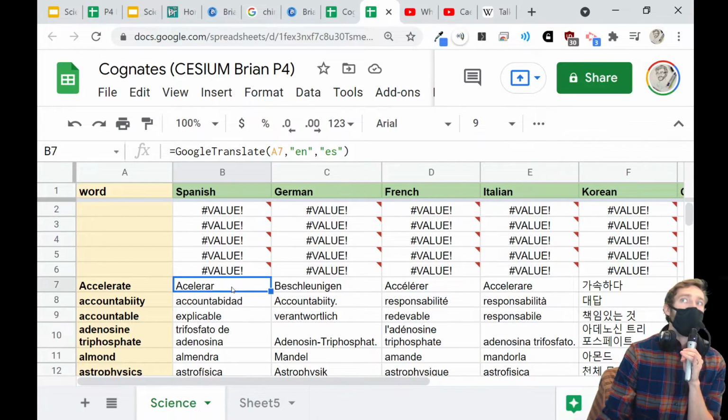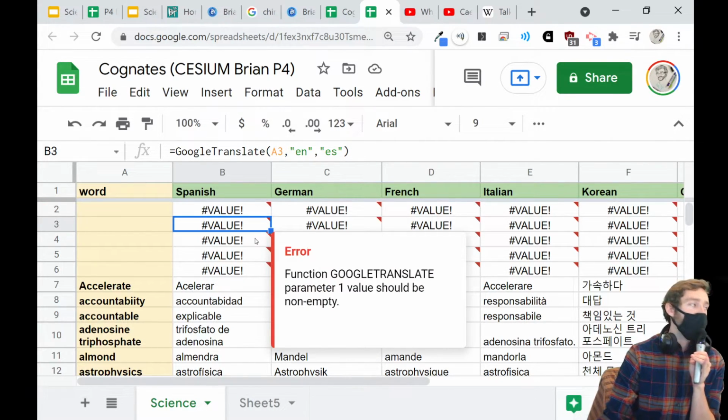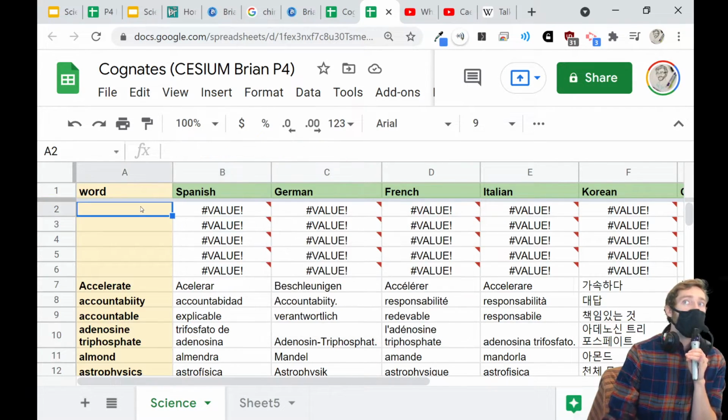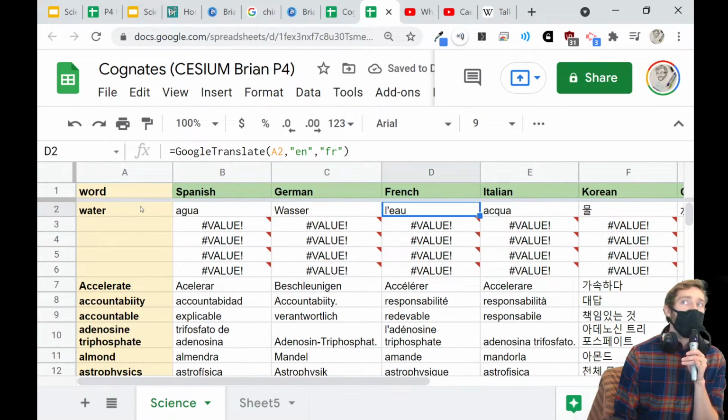Now, this is referencing A7. This one is referencing A2. This one is now referencing A3. That's a nice thing about formulas. They will automatically change their references. So let's try a word. Let's try water. It'll automatically populate all the translations.